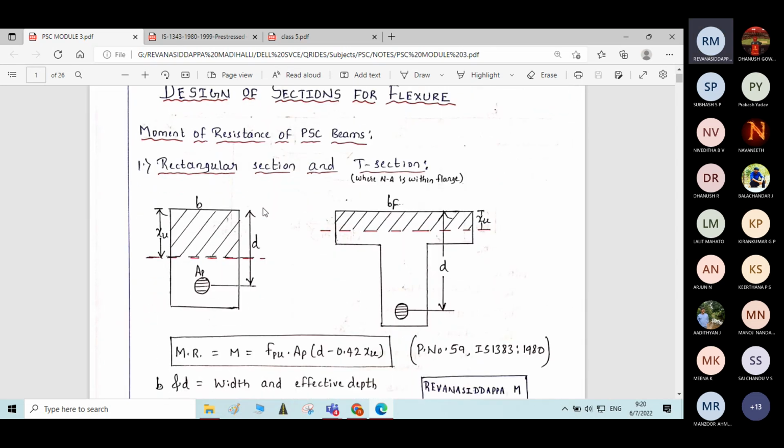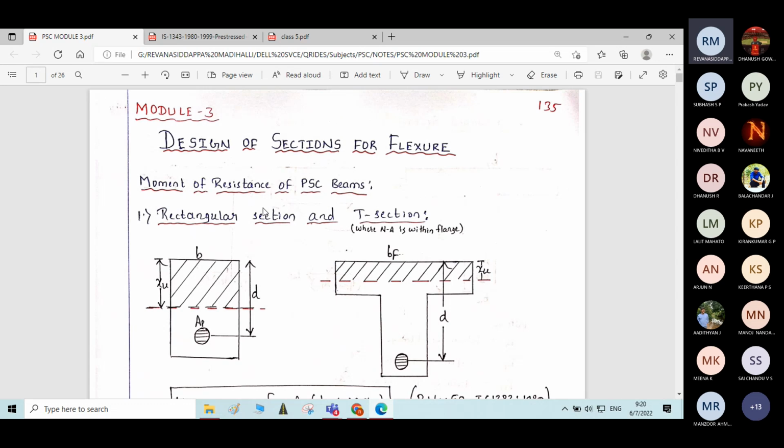As I said, there are two parts in this model. One is analysis, one more part is design. Analysis is nothing but you need to find the moment carrying capacity of the section, or the moment of resistance of the section. The cross section of the beam and the area of the pre-stressing steel, all the design details will be given. For the given beam, you need to find the moment carrying capacity, the moment of resistance of that beam, for the given parameters.